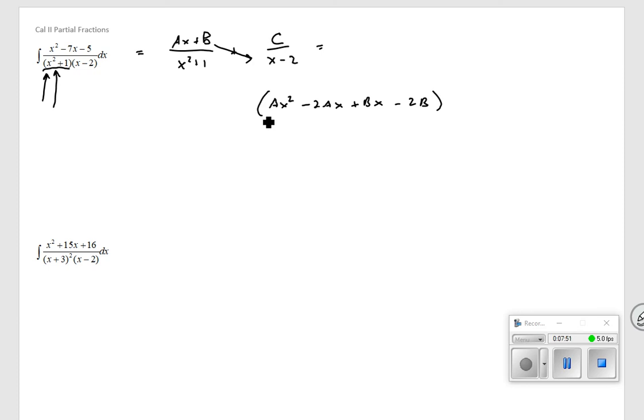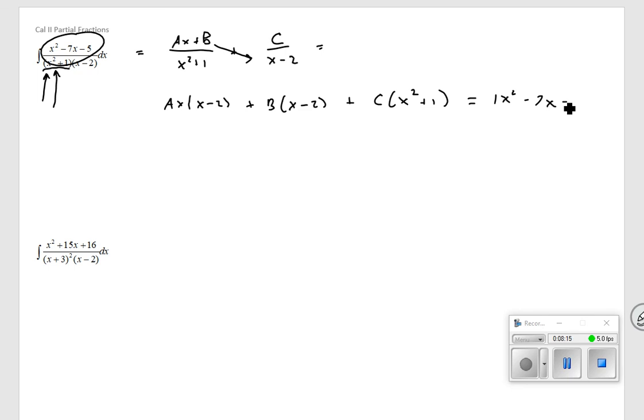And here, I'll tell you what, let's do that differently. Probably simpler this way. Let's say A times (x minus 2) plus (Bx plus C) times (x squared plus 1)... rather, Ax times (x minus 2) plus B times (x minus 2) plus C times (x squared plus 1), and that's going to equal 1x squared minus 7x minus 5.